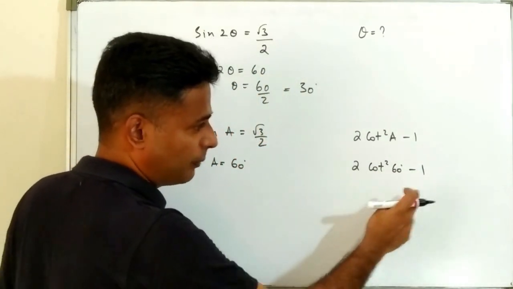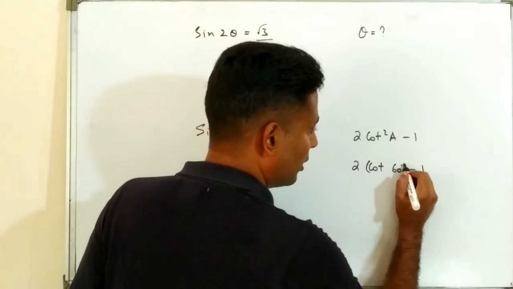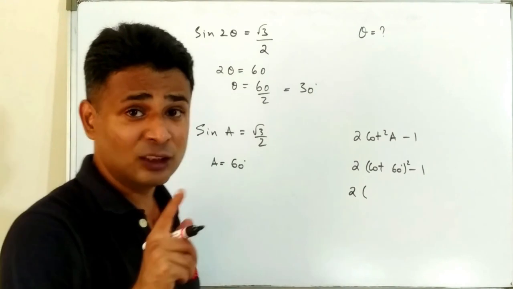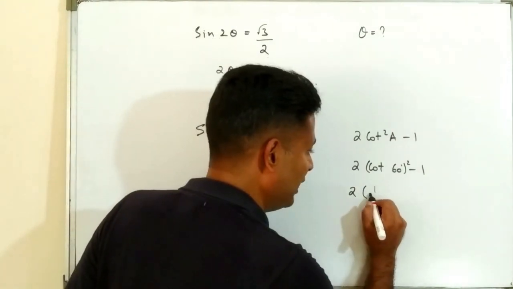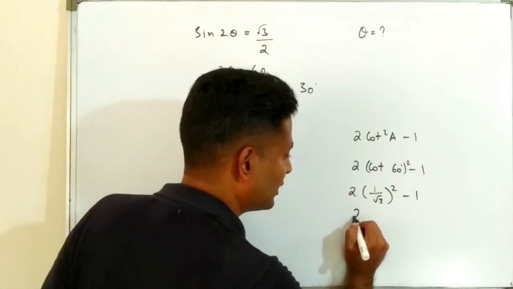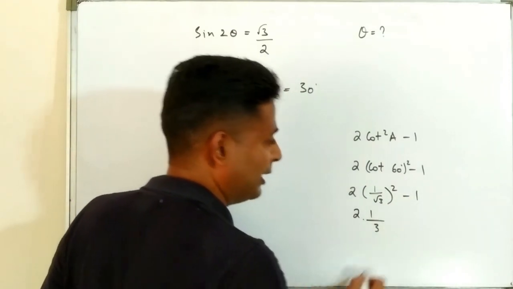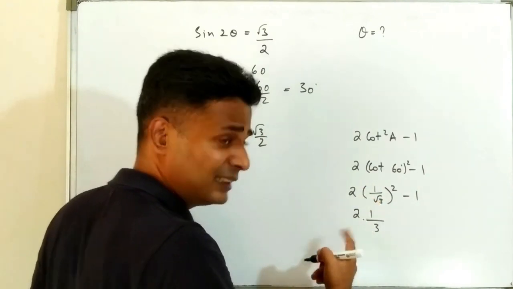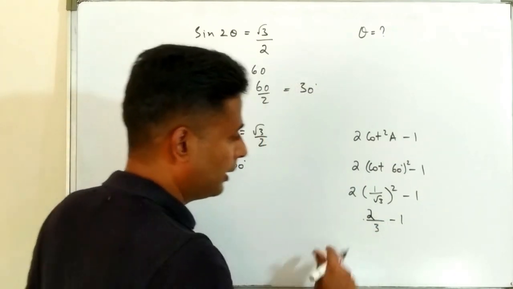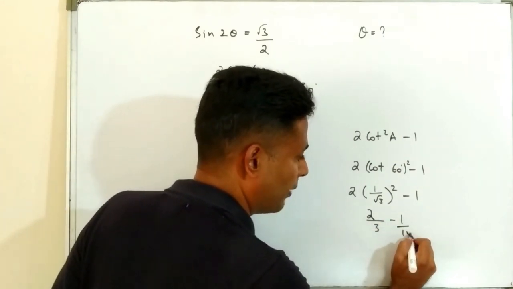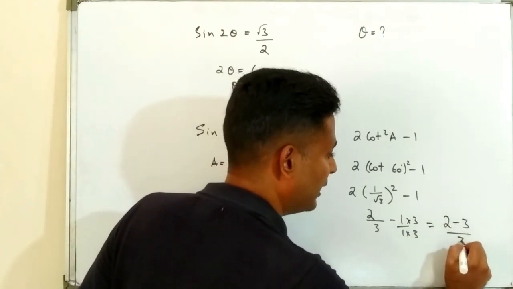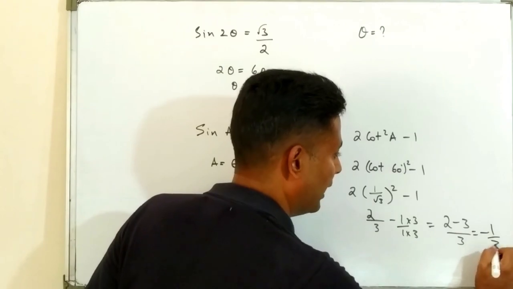So 2 cot square 60 minus 1. Now cot square 60 is nothing but cot 60 whole square. So how much is cot 60? Tan 60 degrees is root 3, which means cot 60 degrees will be 1 by root 3, whole square, minus 1. So when I take the square, it will become 2 into 1 by 3. 1 square is 1, root 3 square is 3, minus 1. So this basically becomes 2 by 3 minus 1. So taking LCM, 1 into 3 by 3. So what do we get? 2 minus 3 by 3, which is equal to minus 1 by 3.